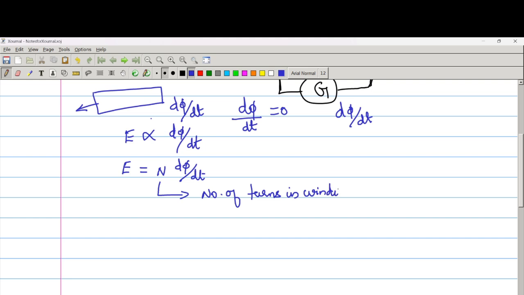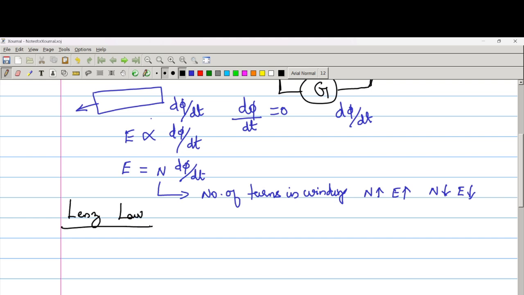So when the number of turns is more, induced EMF is more. When the number of turns is less, induced EMF will be less. Then this is not the final answer for the induced EMF. So we have to learn Lenz's law. Lenz's law also has a good impact on the induced EMF.